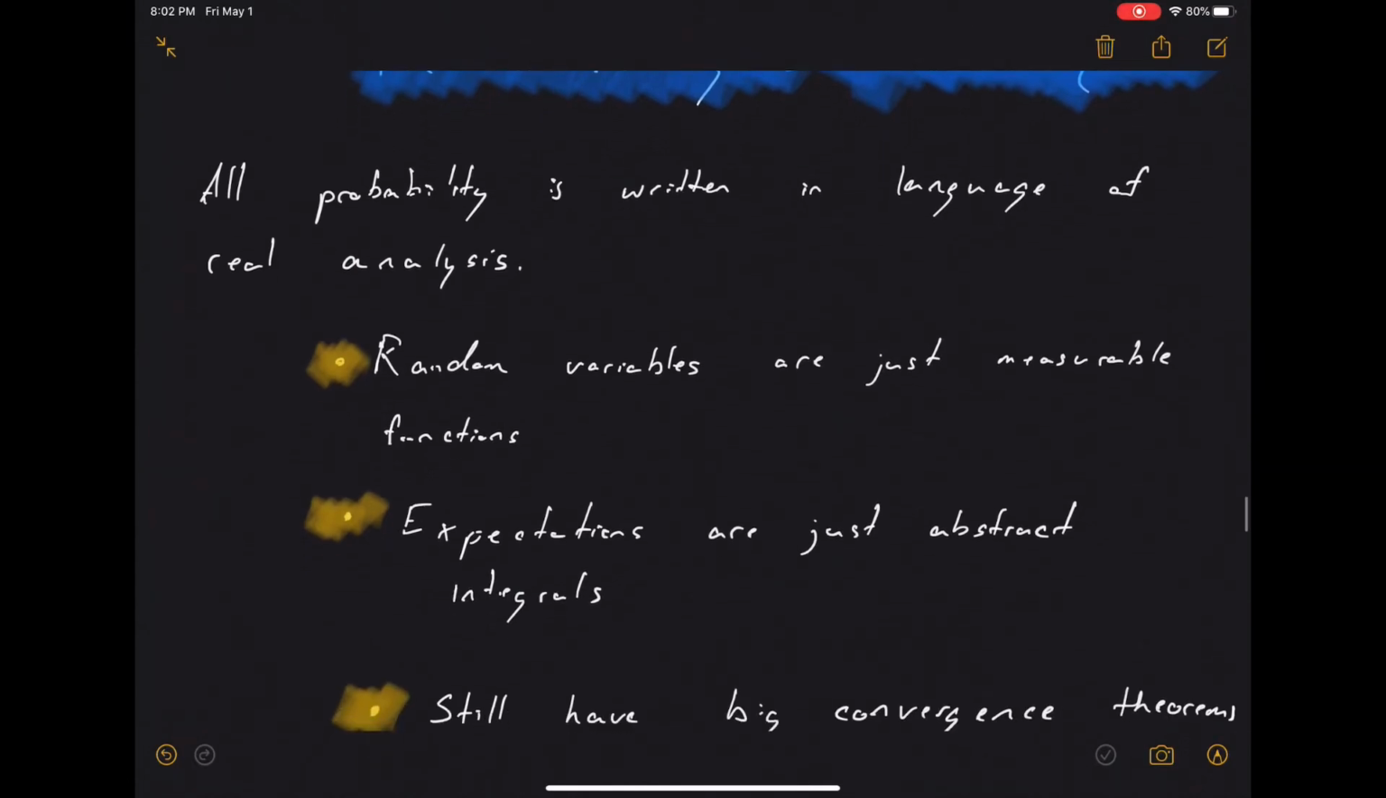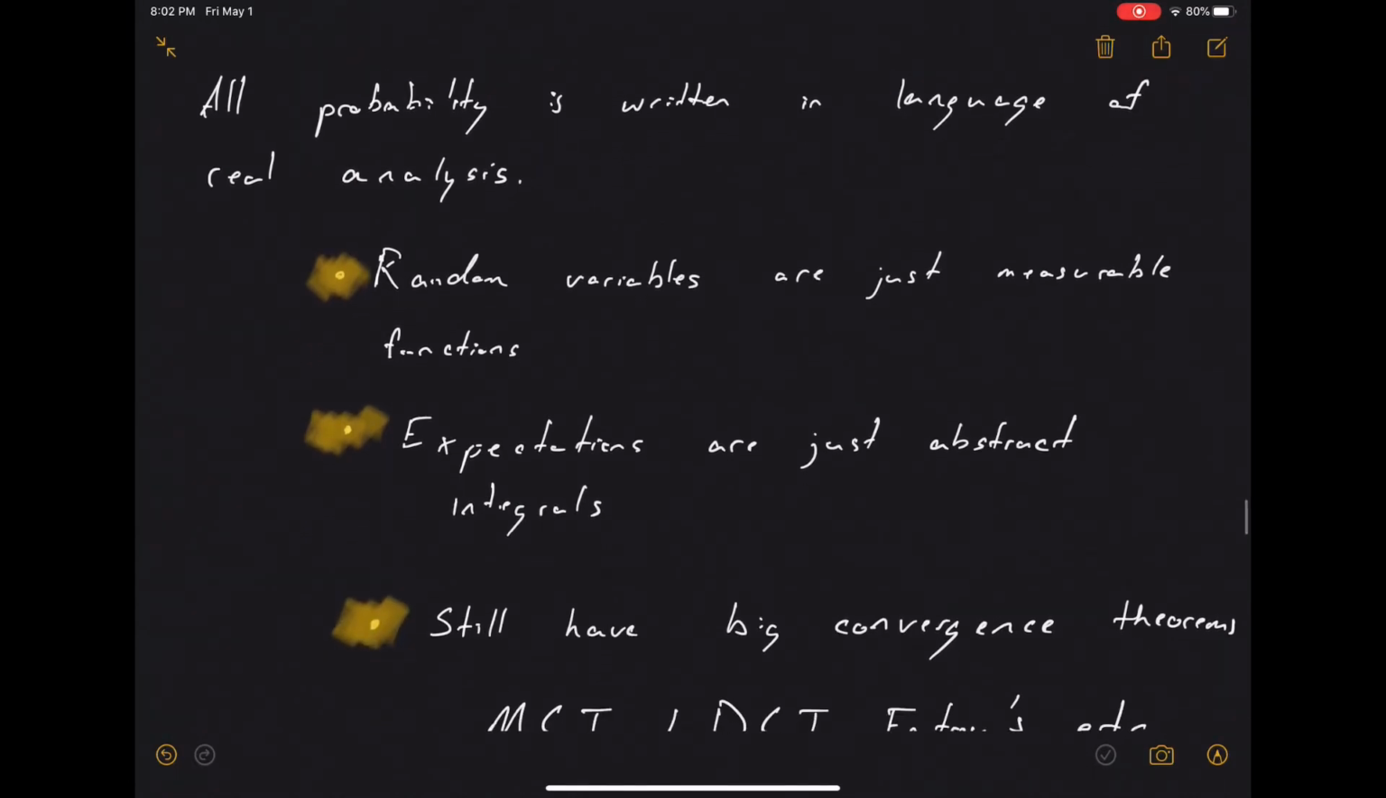So just some examples of that are random variables, that maybe you're familiar with from previous courses on probability. These are just going to be measurable functions from our probability space into some other measurable space. And then expectations, our expected values. These are just integrals on our probability space. So we need abstract integration.